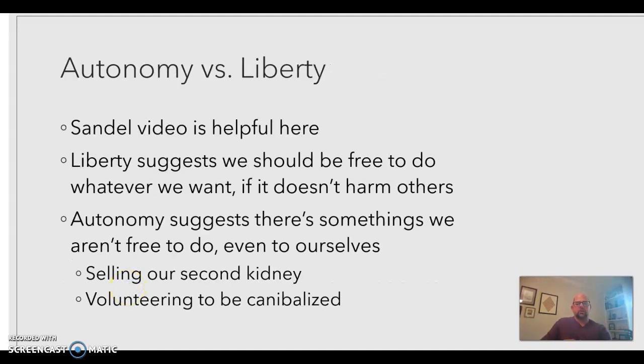So the first issue is autonomy versus liberty. And the number one thing I want to say is that the Sandel video is going to be really helpful here. So really important that you watch the Sandel video. You've got some homework associated with that. It's pretty short homework. But Sandel is going to get into the question of what Kant means by autonomy. And I don't want to take away the fun, so I won't talk about it now, but I will go back and help with it next week a little bit.